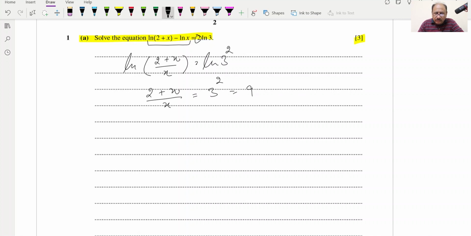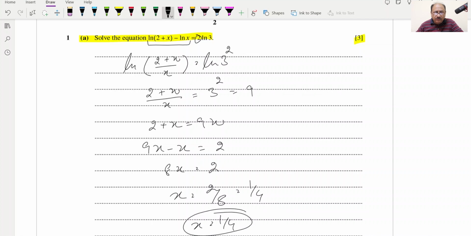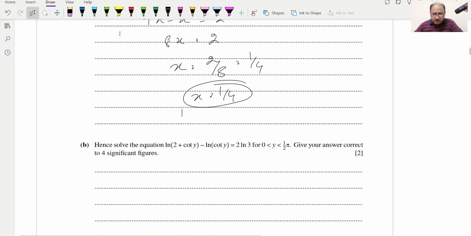And now we can cross multiply, so 2 + x is equal to 9x, and 9x - x will be equal to 2. So 8x is equal to 2 and x is equal to 2 over 8, which is equal to 1/4. So x is equal to 1/4 will be the final answer to this question.